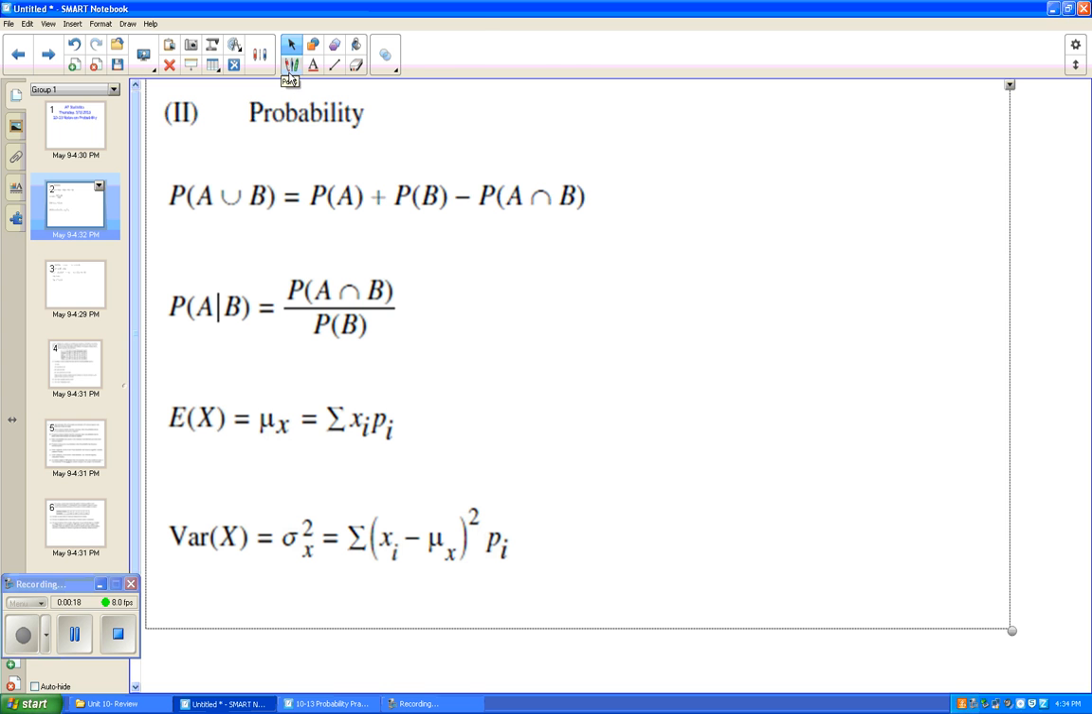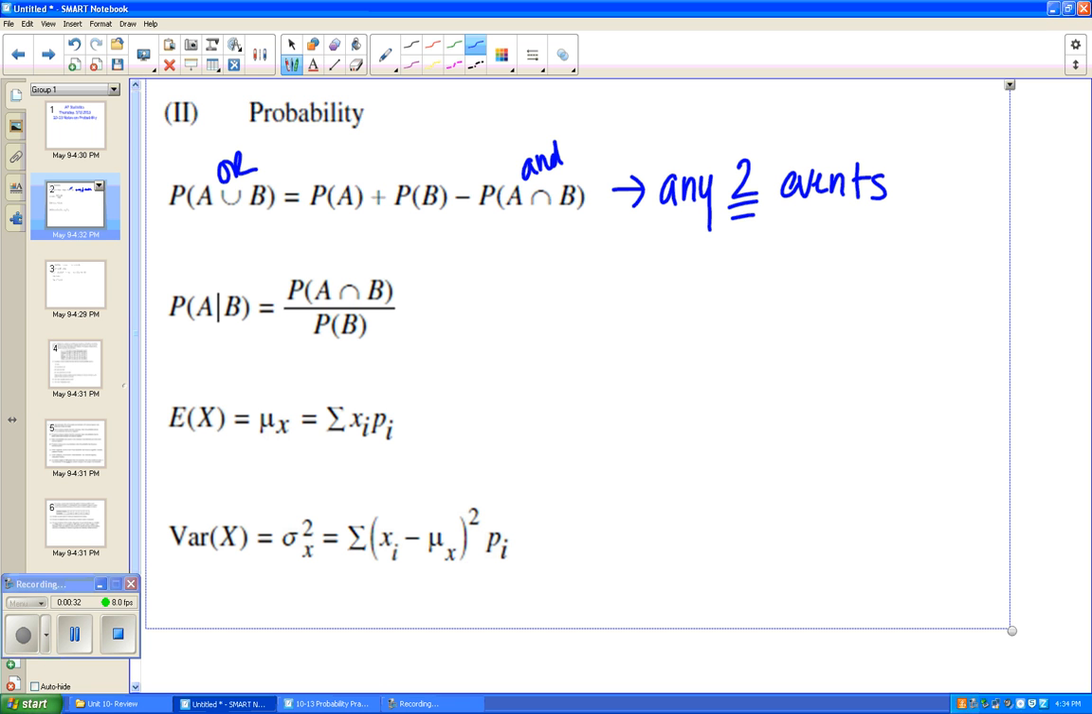So what you want to be doing is using this first rule anytime you see something about the probability of or, and sometimes about the probability of and. Use this for any two events. The next one is a conditional probability. This is read A given B. So that line says given, and whatever you're given goes in the denominator. The numerator is always the and.